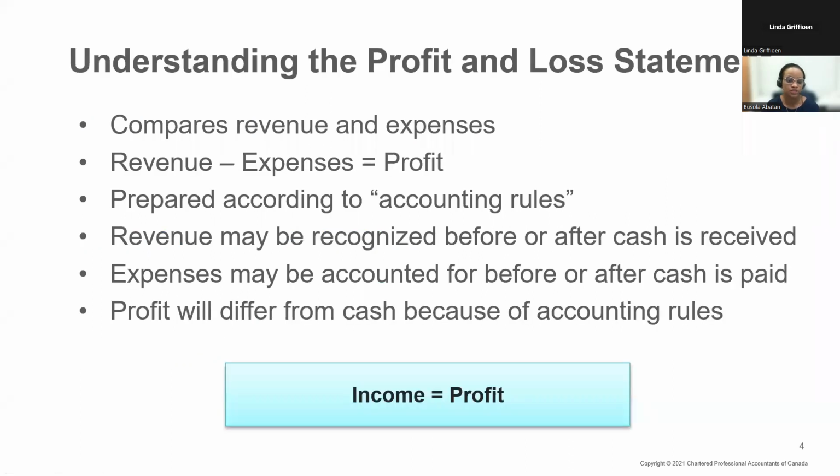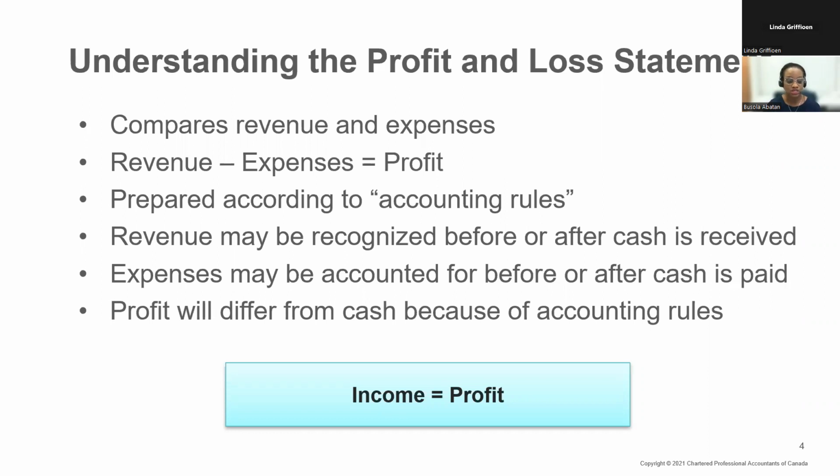So we're going to start by talking about the profit and loss statement. A profit and loss statement is just basically that. It helps you measure what your profit or your losses will be. It compares your revenues with your expenses. And so your revenues minus your expenses would typically equal a profit. But in some cases, it could equal a loss.